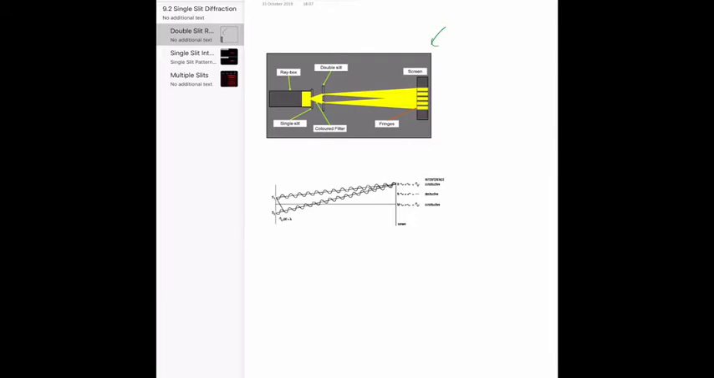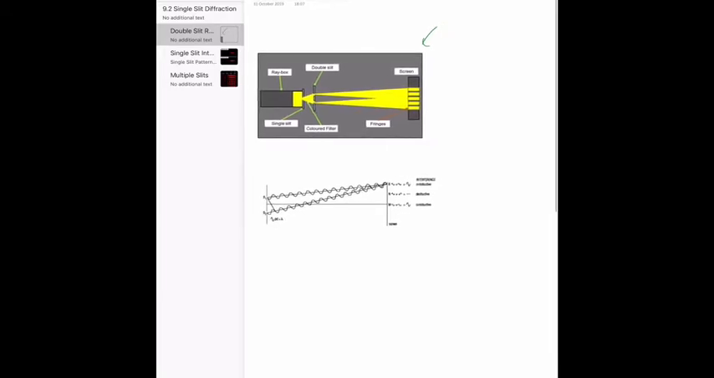There's a bit of terminology that we need to use. We've got bright and dark fringes in this picture. So in the middle, right in between, we've got some bright fringes, and next to it, we've got dark fringes.